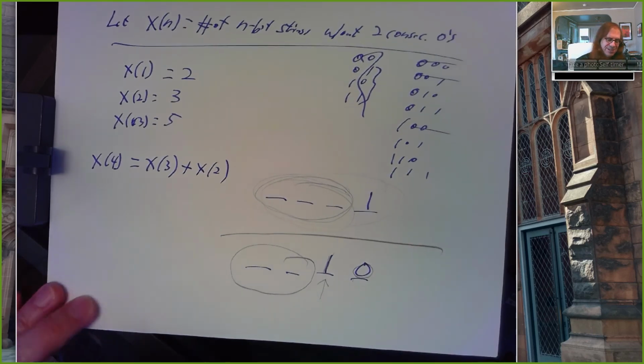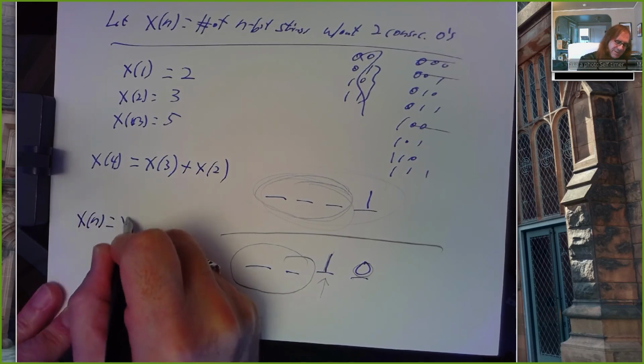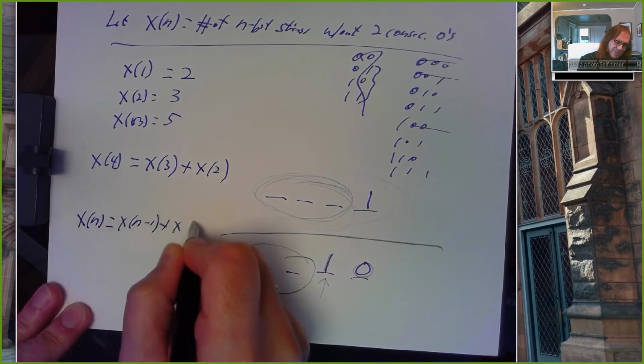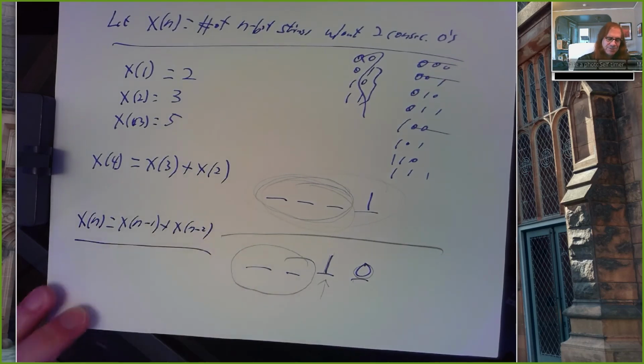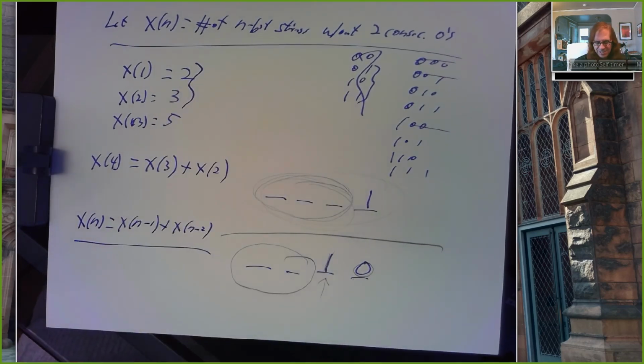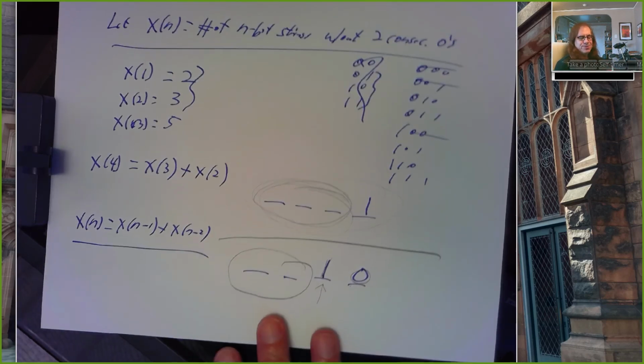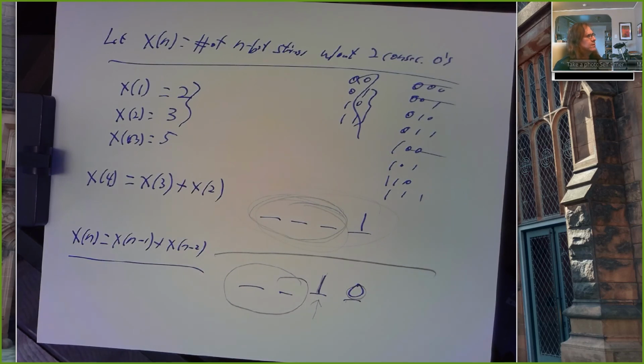And you can extend this in general and show that x of n is equal to x of n minus 1 plus x of n minus 2. There's your recurrence relation. Here's your base case. And that's exactly the same situation as for Fibonacci numbers. And so the Fibonacci sequence also tells us how many n-bit strings can be written without two consecutive zeros. So this pops up in lots of different places. That's just another example of some counting arguments and how this ties into a number of different areas.